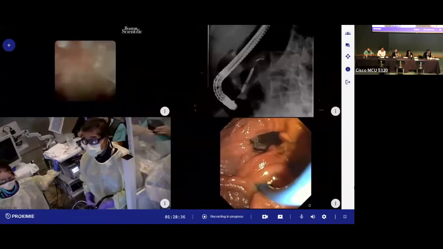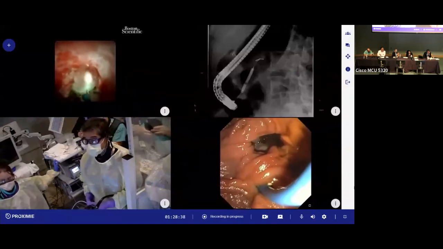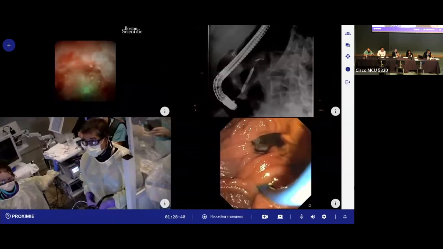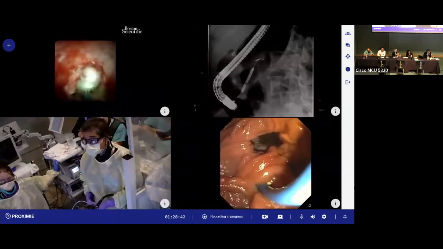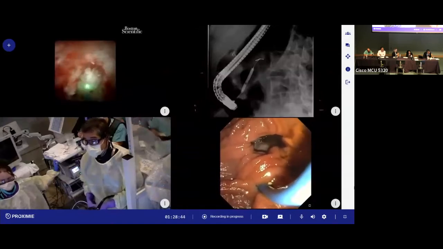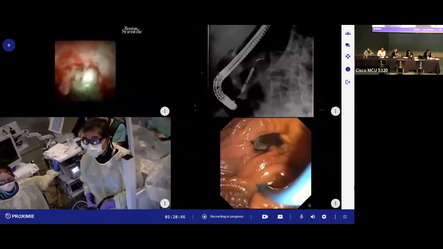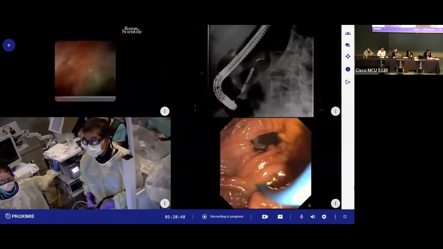I'm just trying to stay about 1 millimeter away from the stone, because if you touch the stone, sometimes you get a hole. You can just create a hole in the stone. We're just doing a sterile saline irrigation.